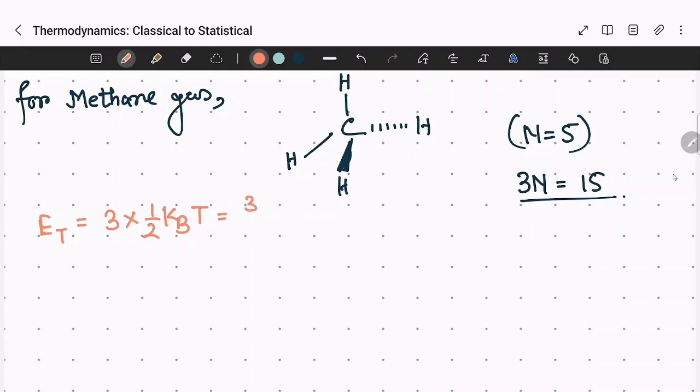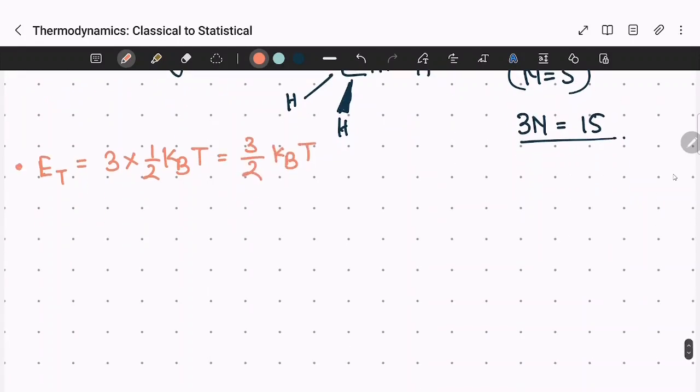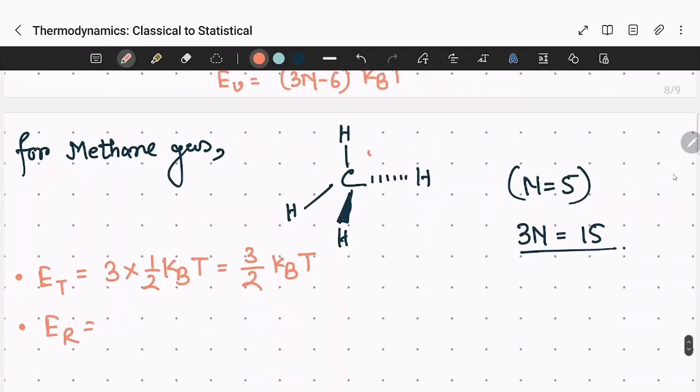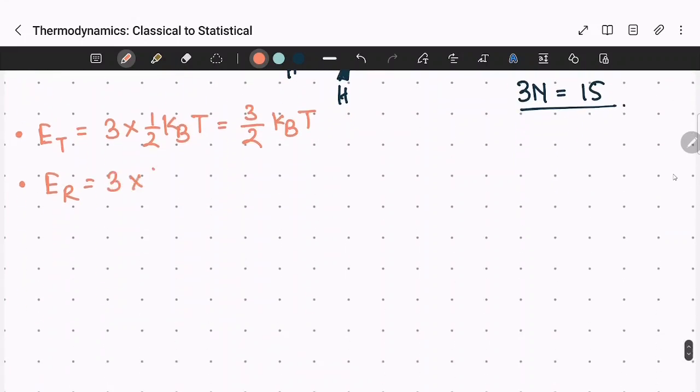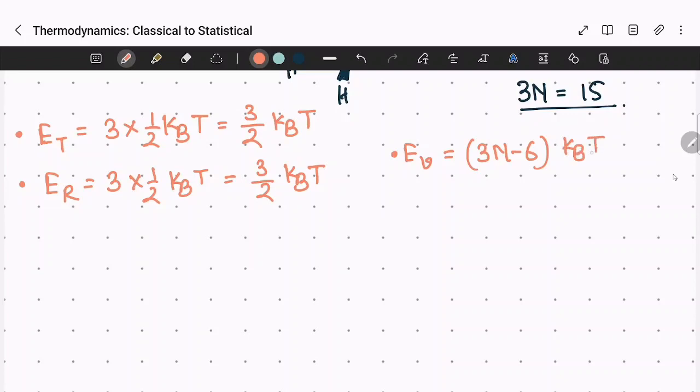This is 3 by 2 kBT for any gas. Now E rotation. It is a non-linear molecule, so for a non-linear molecule, it should also be 3 into half kBT. It is also 3 by 2 kBT. Now Ev, as it is non-linear, it should be (3N minus 6) kBT, as I discussed. So it is 9 kBT.